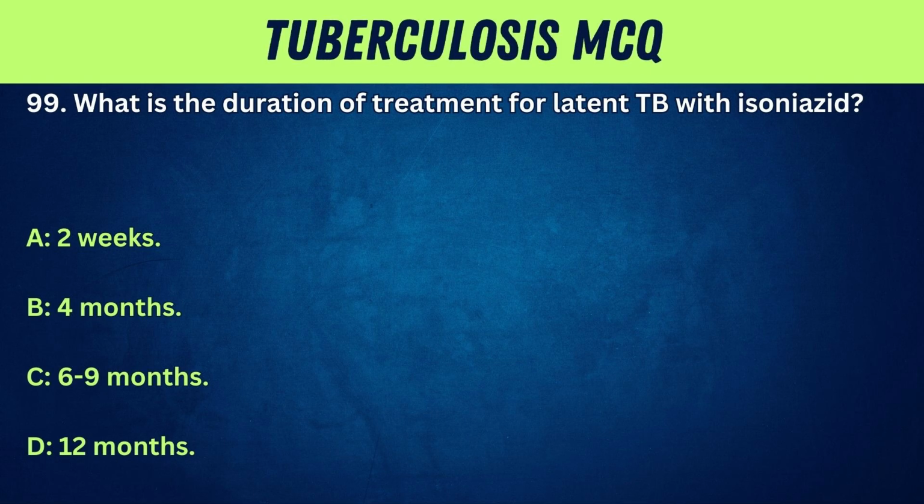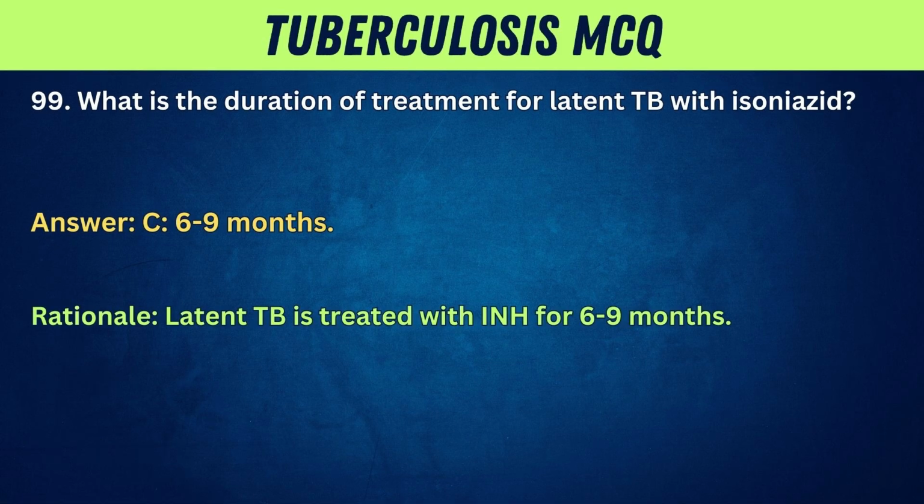99. What is the duration of treatment for latent TB with isoniazid? A. 2 weeks, B. 4 months, C. 6 to 9 months, D. 12 months. Answer: C. 6 to 9 months. Rationale: latent TB is treated with INH for 6 to 9 months.